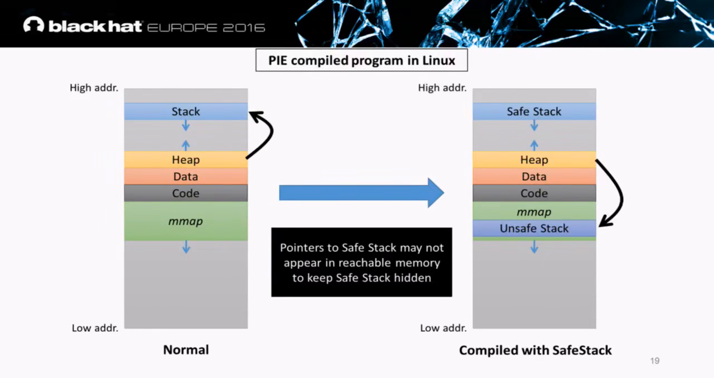So pointers to the safe stack may not appear in reachable memory, to keep the safe stack hidden. We want to hide the safe stack from the attacker. And with reachable memory, I mean, if the attacker has information disclosure capabilities and starts leaking data, it can leak the data regions, and it can follow pointers to other regions and try to leak as much as possible of the memory space. That's the reachable memory, and preferably there should be no pointer to the safe stack.